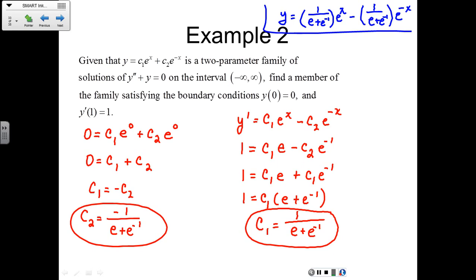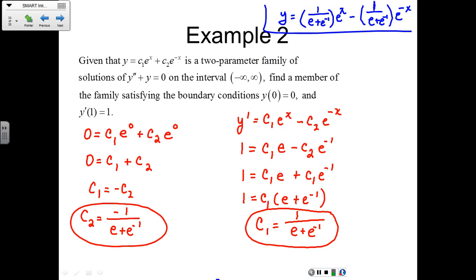I put a minus between them because of the -1 on the C2. Everybody needs to understand that you could get a decimal approximation of what's in parentheses. You can figure that out. E plus e to the -1, and then the reciprocal of it. Okay, that's a boundary value problem, and these are examples of higher order differential equations.